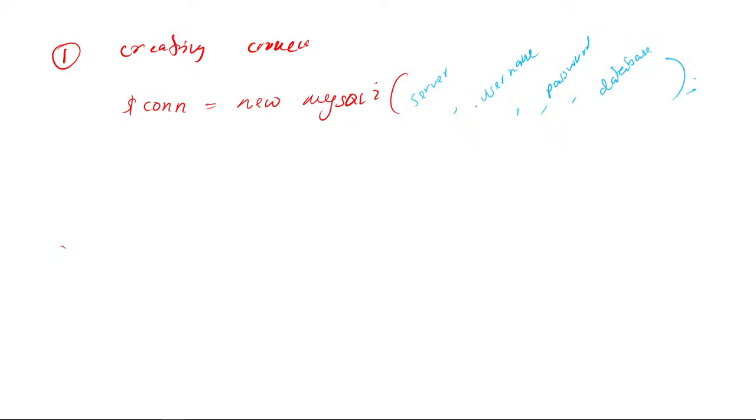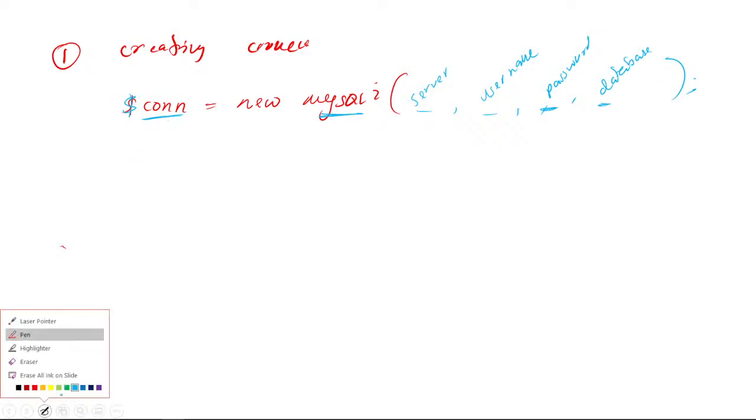So if you give all this correct information, it will create a connection, and the connection will be stored under $con. It could be any name. While we have created the connection, we have to make sure that it is correctly created, or whether we failed.